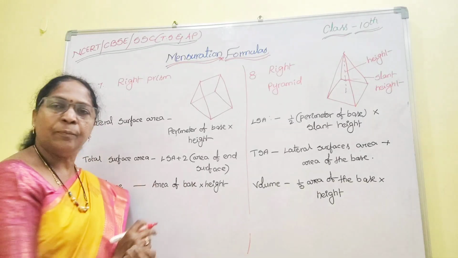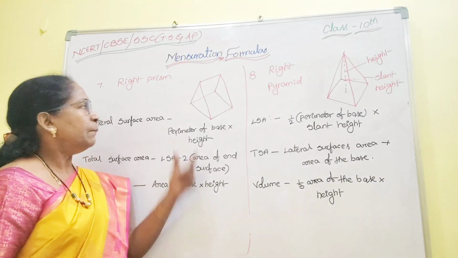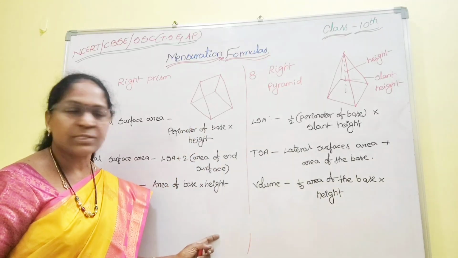Next one, volume. Volume equals area of the base into height. This is the basic concept. Base is in which shape? That area multiplied by height.